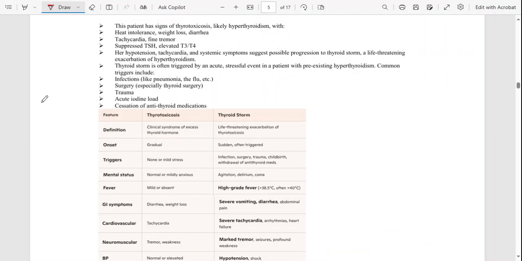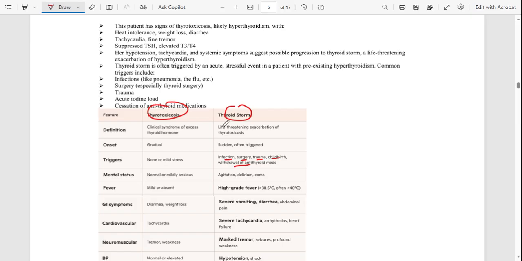So if someone says thyrotoxicosis and thyroid storm, what's the difference? Thyrotoxicosis is just a clinical syndrome where I've got high levels of thyroid hormone. But thyroid storm is life-threatening, an emergency where there is an exacerbation of thyrotoxicosis. Thyrotoxicosis will be gradual. Thyroid storm is a sudden rise because of a certain trigger. The trigger can be an infection, surgery, trauma, childbirth, or withdrawal from the antithyroid medications.